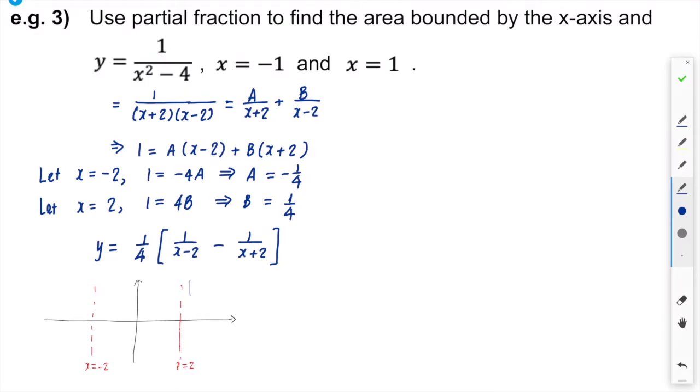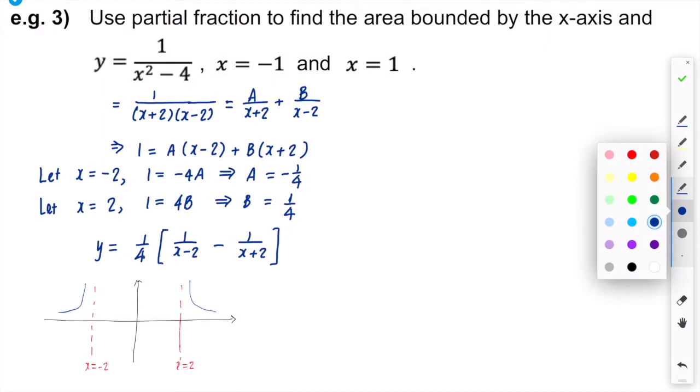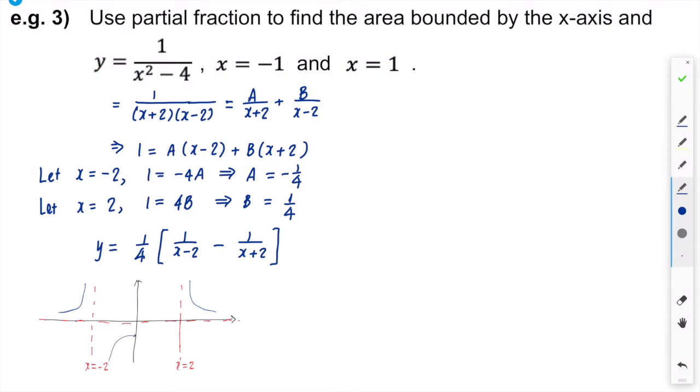The graph will look something like this. Remember the funny shape? And the horizontal asymptotes, of course. Let's just do a quick review. Somewhere here, because it's symmetrical. It's that weird U shape, okay? It should be more flat. And the area that we're looking for goes from -1 to 1. Good enough. Okay.